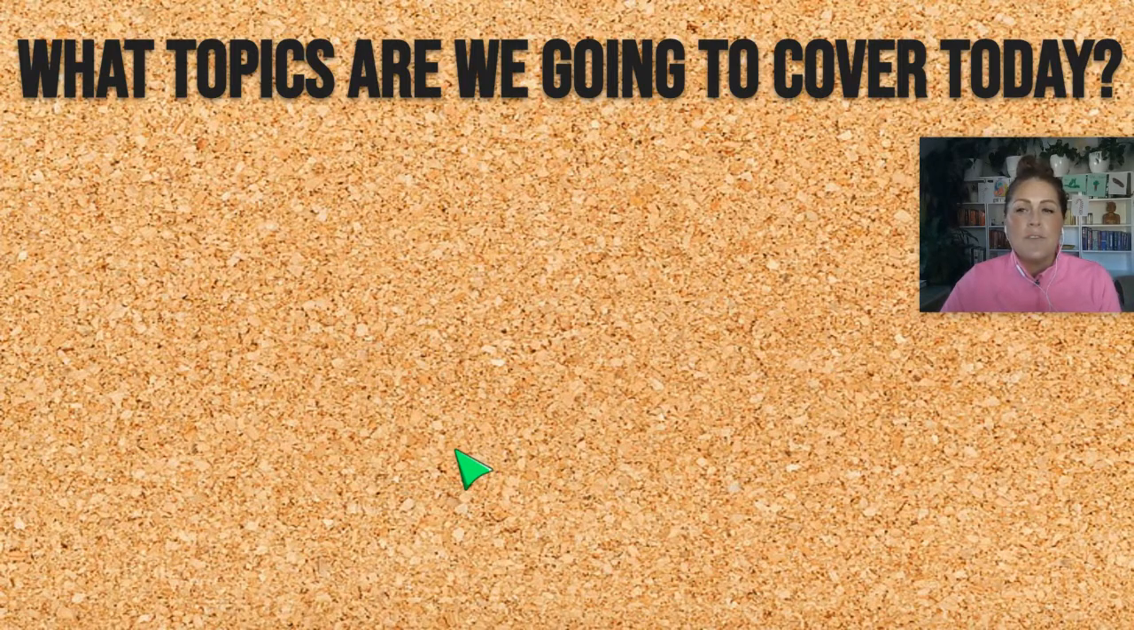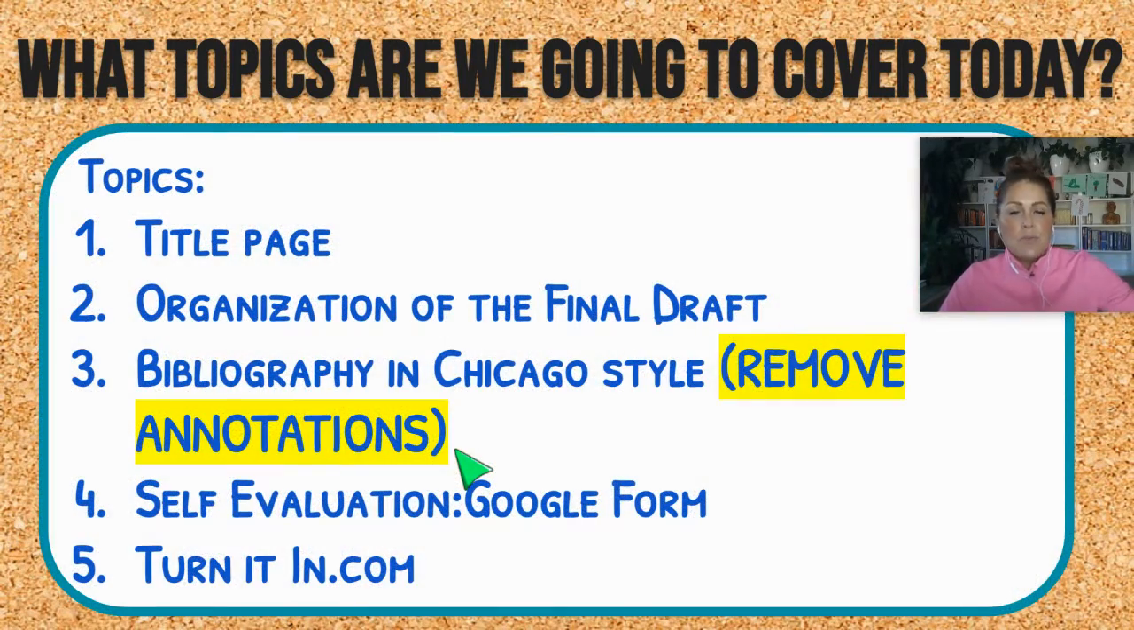What am I going to cover with you today? We're going to go over how to set up the title page, how to organize the final draft, how to set up the bibliography. Notice it says bibliography, not annotated bibliography. So you're going to remove those annotations and you're going to make sure it's in what style? Chicago style, like we've been setting it up from the beginning, but now it's just the sources. It's not the summary. Okay. Then you're going to do your self-evaluation on a Google form before you turn in your final draft to turnitin.com. I want it to happen in that order, and there's a specific reason why.